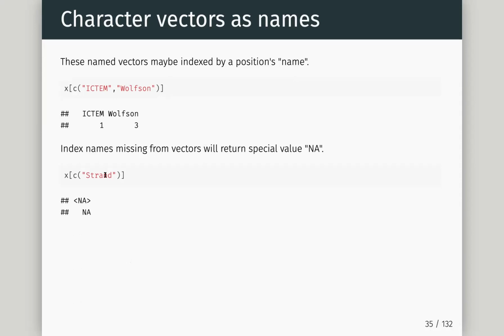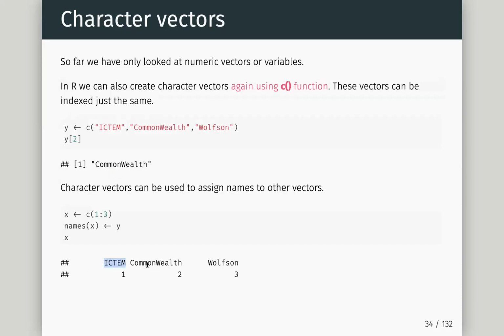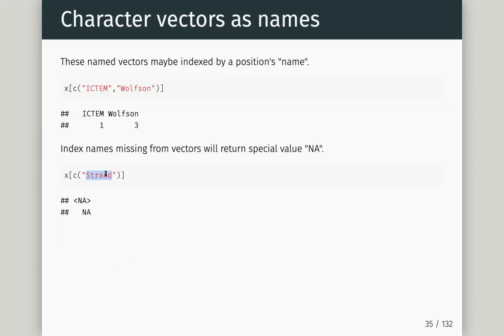If, for whatever reason, you're not aware what's in your vector, and if you're reading it in from other sources, you won't be. When you try and index by a position which isn't there, so here we have index names Commonwealth, Iktem, Wolfson. We don't have anything called strand. If I try and pull out a value for this, it's going to give me back our first special value, and that is NA. And I think that stands for not applicable. There's nothing it can do here. And NAs tend to be handled in special ways in R.